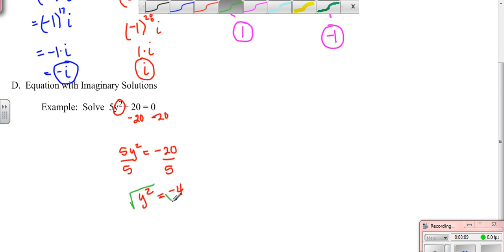I square root both sides, and so y is, now this is in the past where we would have said no solution, but now since we have imaginary numbers, we can see this as negative 1 times 4 under the radical. The square root of negative 1 is i, the square root of 4 is 2. And when we take the square roots, we know we always take plus and minus of those values.